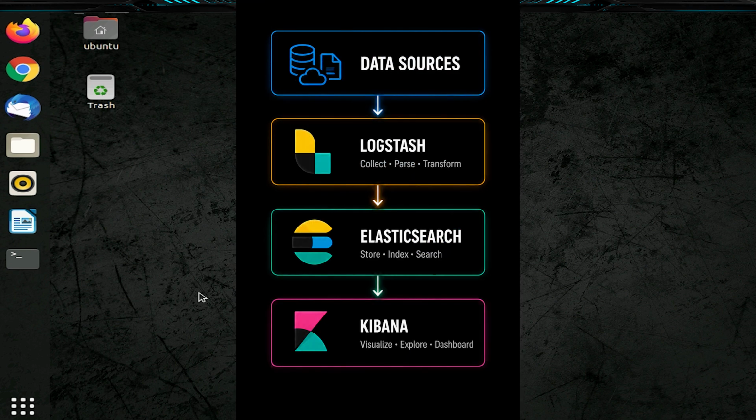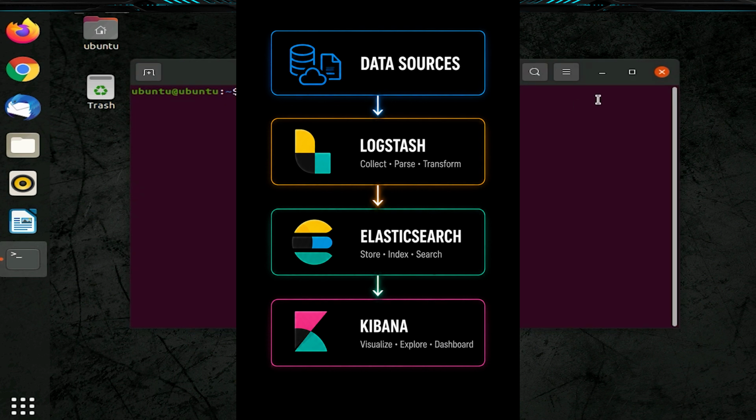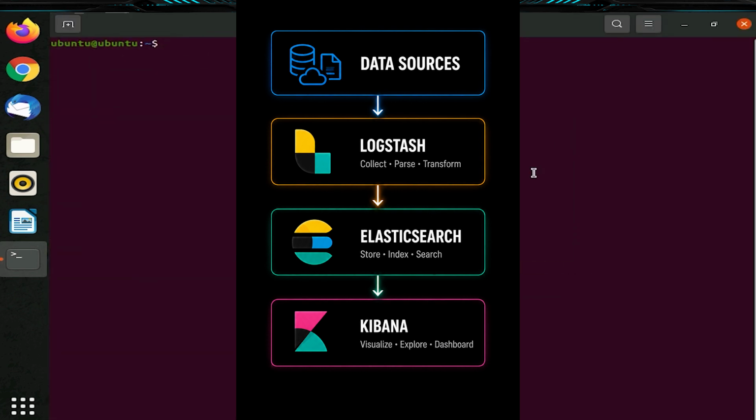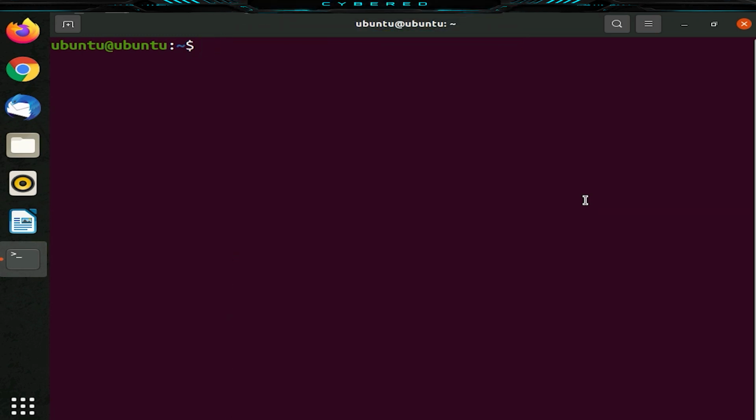Data is collected from devices and applications, Logstash processes the data, Elasticsearch stores and indexes the data, Kibana provides a user-friendly dashboard where analysts can search, visualize, and investigate that data. We'll perform all administration tasks from the terminal.